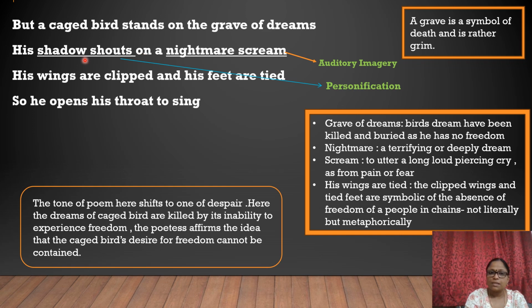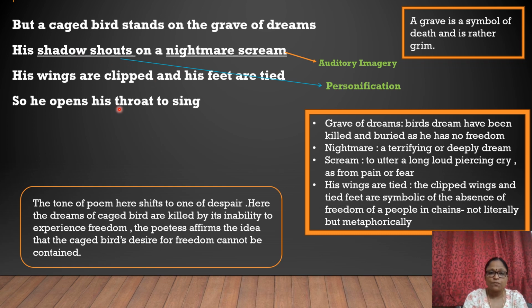Since the shadow of the bird is shouting, it doesn't have anything left on the body, only the sound. It is using it just to sing. The content of the song is freedom. The tone of the poem here shifts to one of despair.